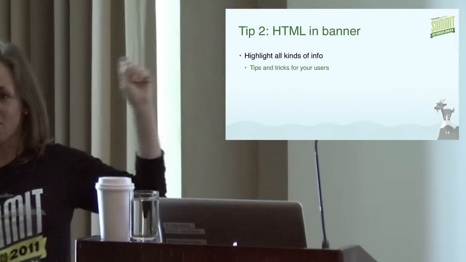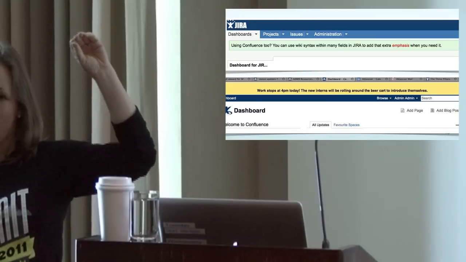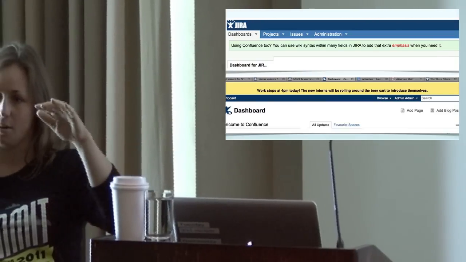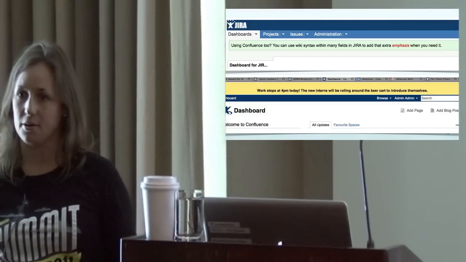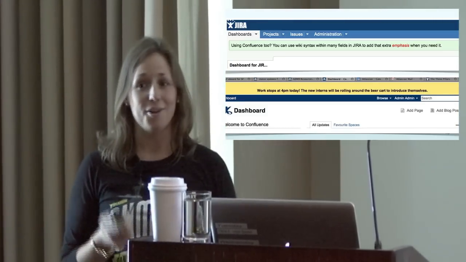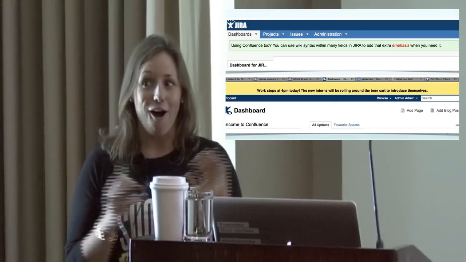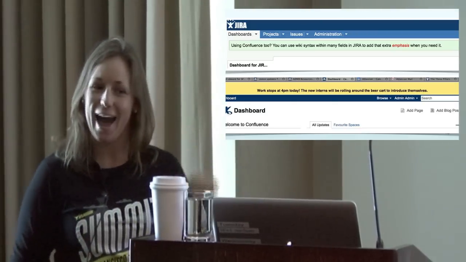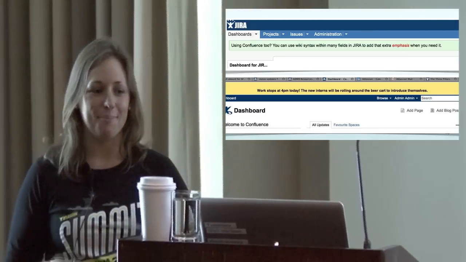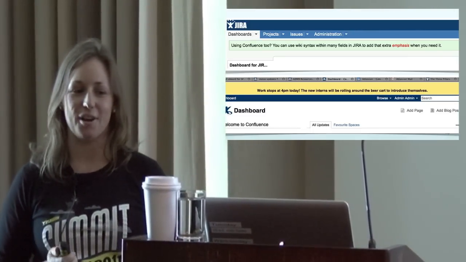I've seen somebody put in the announcement banner on JIRA to let their users know that they can use Confluence wiki markup in JIRA fields, and that will render in rich text. It's a great way to get that tip across to your users. You can also use it for office-specific things that might be happening later that day, like we have around Atlassian. But I have an even better trick for this.